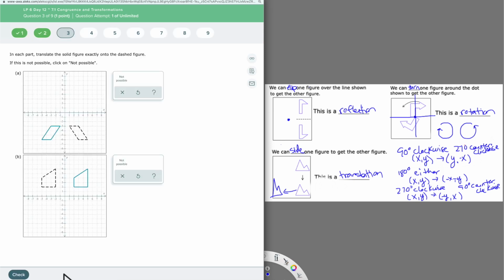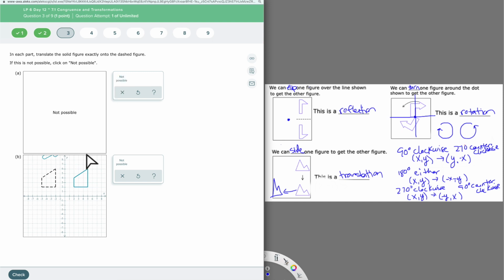All right, so this next screen requires us to be on our toes a little bit to test it out anyway. So in each part, translate the solid figure exactly onto the dashed figure. If it's not possible, click not possible. So we want this one to come over here, and it's just asking us to translate. So this looks more like a reflection, doesn't it? Meaning that I flipped it over. It's backwards. So that's not a translation. So it's not that it can't be transformed from this guy to this guy, but I can't translate it. So I'm going to click not possible.